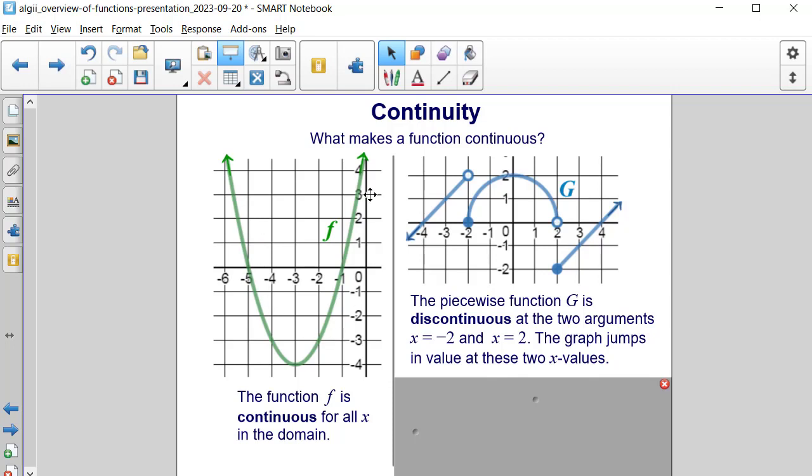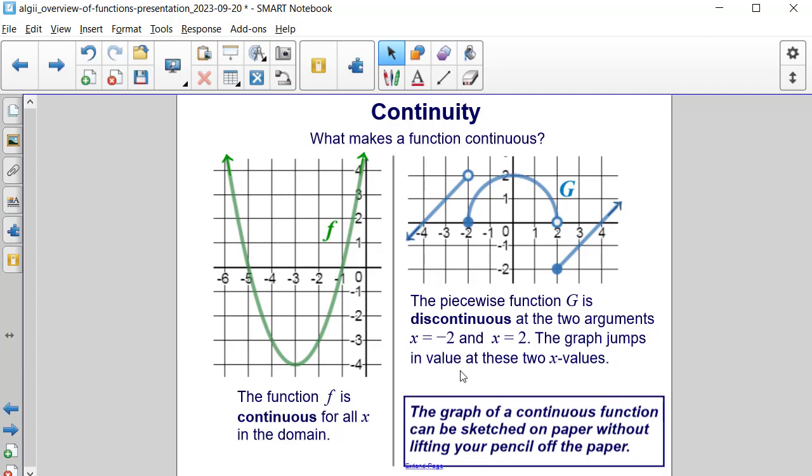So in order for a function to be continuous, you have to be able to sketch a graph on paper without lifting your pencil off of the paper. So f, we can clearly do that. We can just draw our parabola and have it be continuous the whole way. But here we can draw the line, but then we have to pick up our pencil or pen and go to the next point to draw this section. Then we got to pick it up again and then draw the final section. And that's what makes capital G discontinuous.